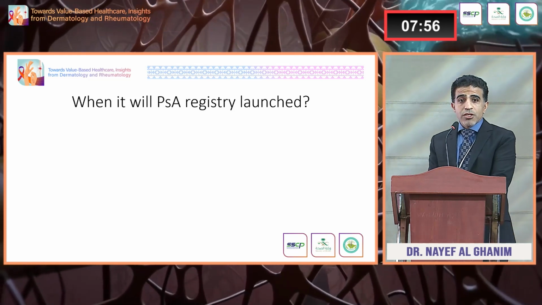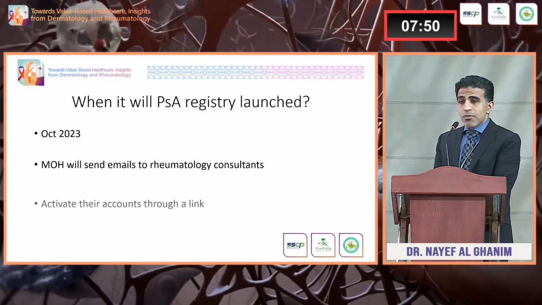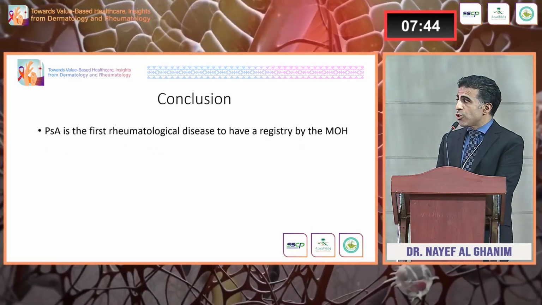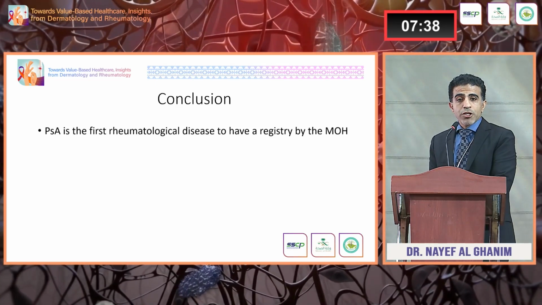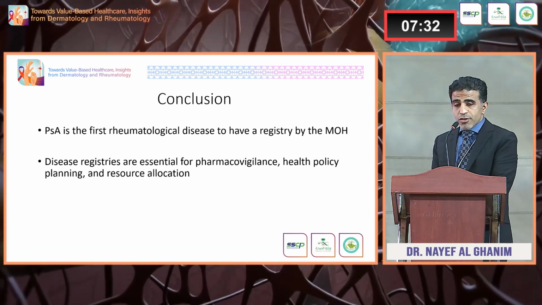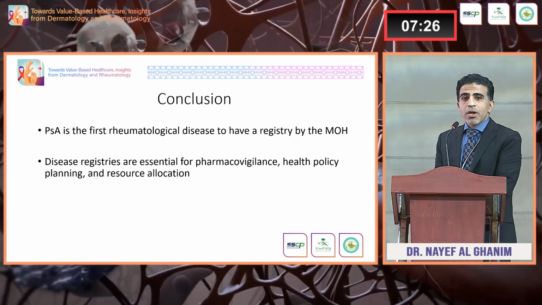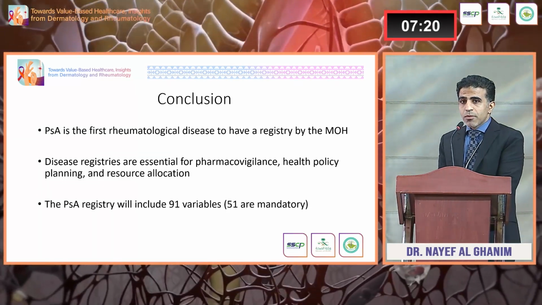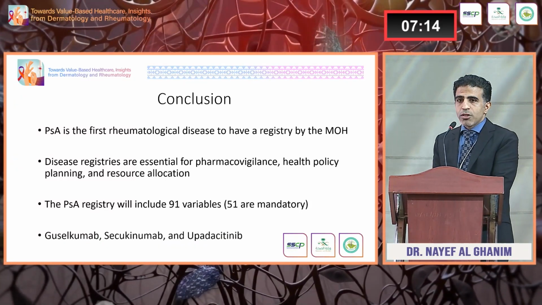So when will the psoriatic arthritis registry be launched? Hopefully in October 2023. At that time, you will receive the emails. So in conclusion, psoriatic arthritis is the first rheumatological disease to have a registry by the MOH, and it will be the first national registry in Saudi Arabia. It will help us to enhance pharmacovigilance, create more advanced health policy, and it will help us also with resource allocation. The PsA registry will include 91 variables, 51 are mandatory, and the 3 medications that are included are guselkumab, secukinumab, and upadacitinib. Thank you.